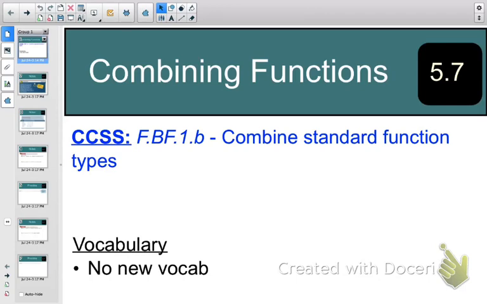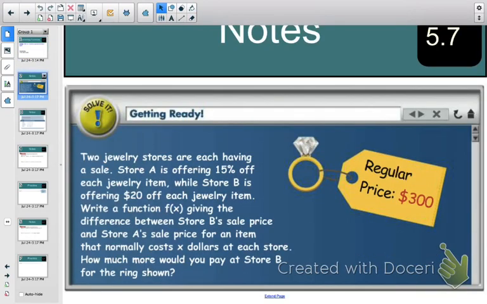We're talking about 5.7, which is combining functions. What a great time it is to learn about our Common Core State Standard FBF1.B, which says combine standard function types. Alright, let's skip over this, it's a lot of reading.